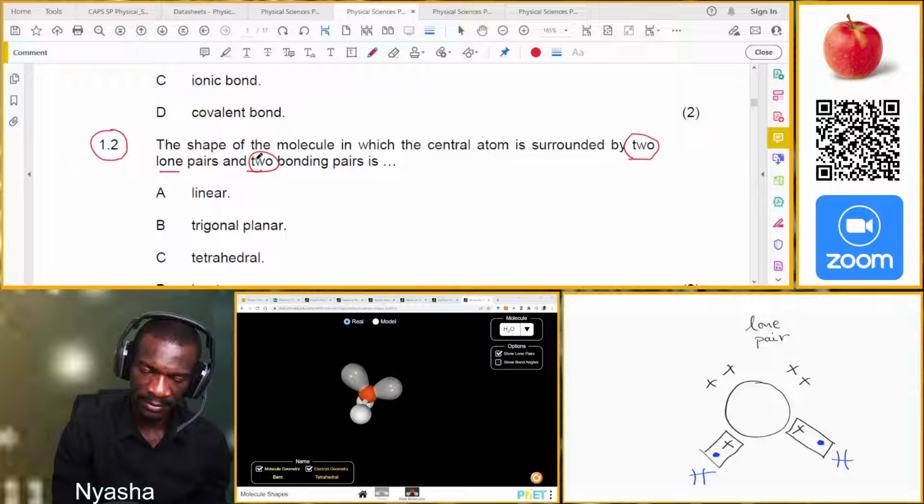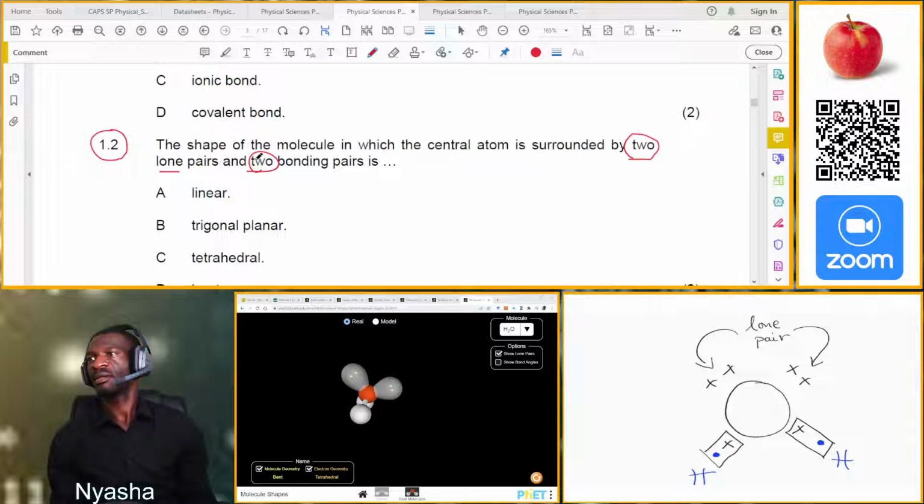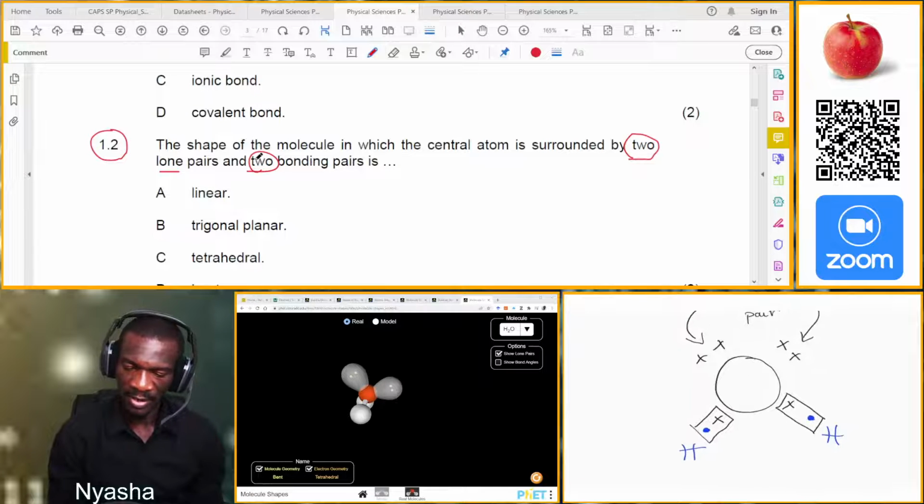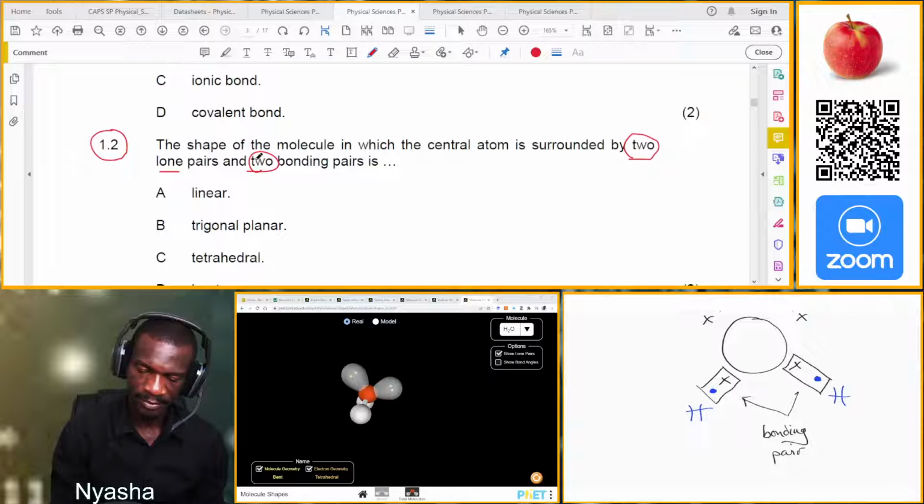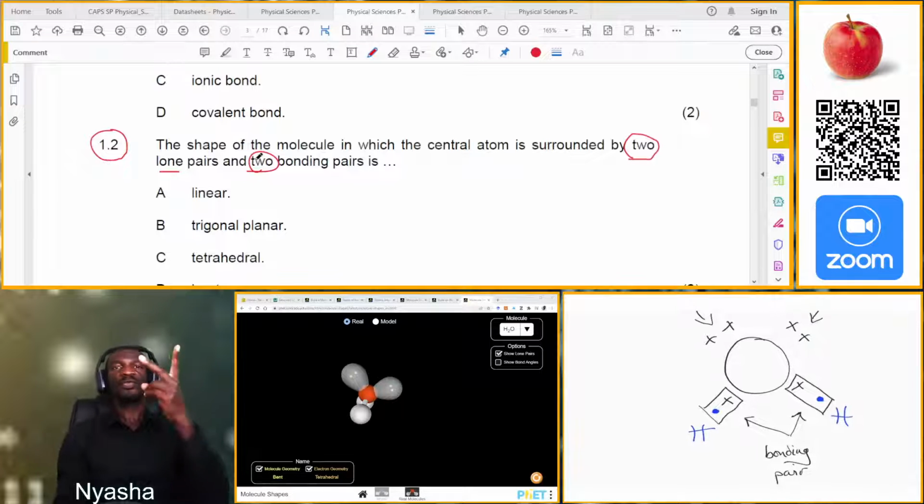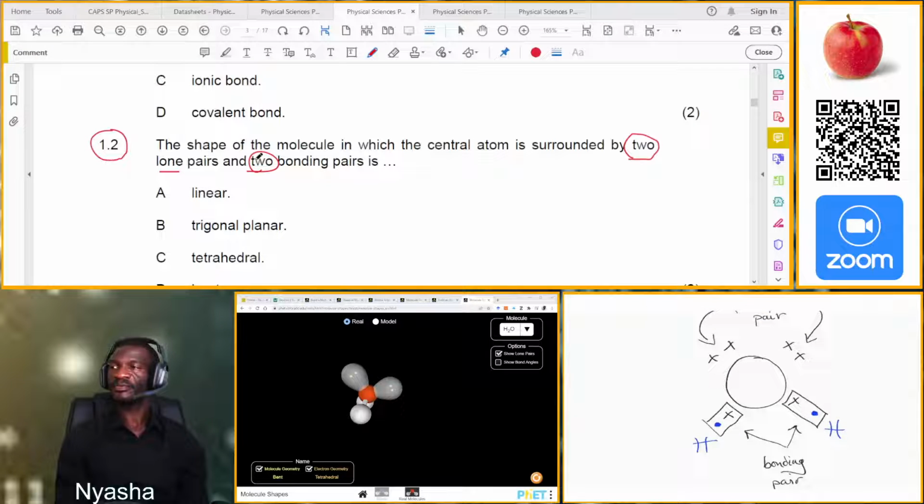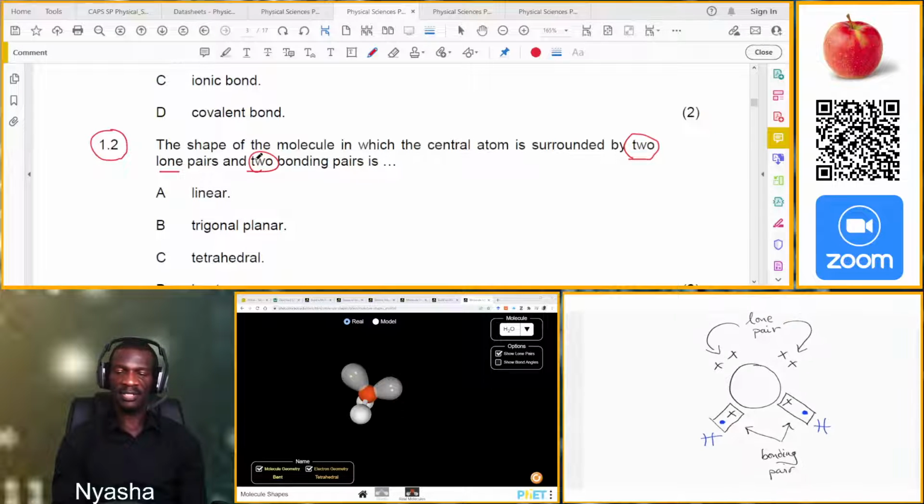Lone pair. And then we said bonding pairs. Bonding pair. So we have two bonding pairs and two lone pairs. And that's what we have in this question.